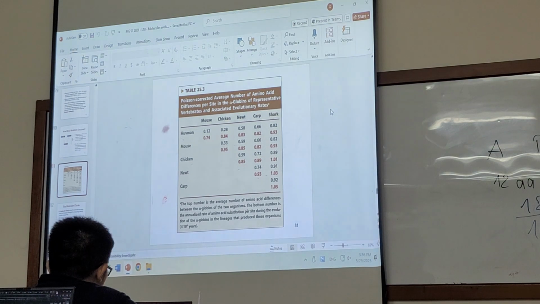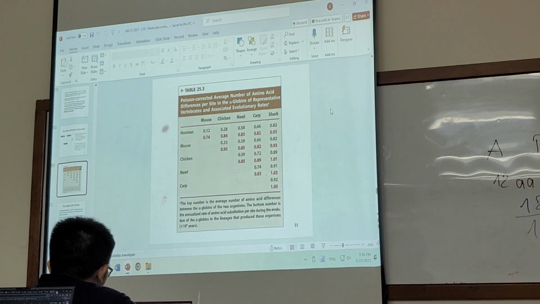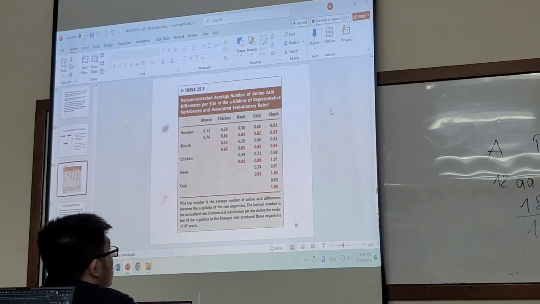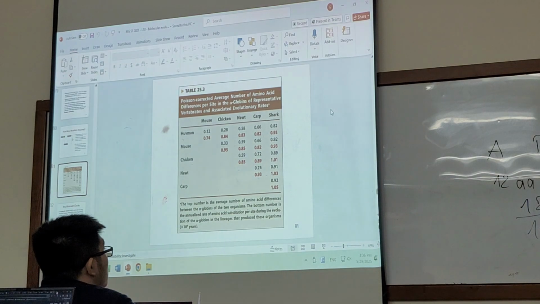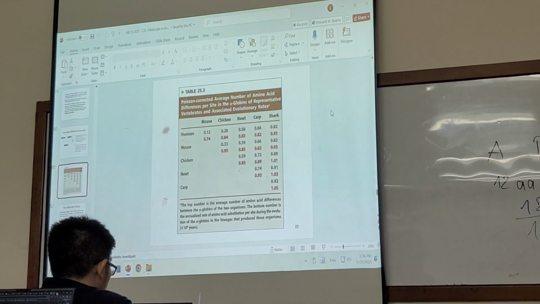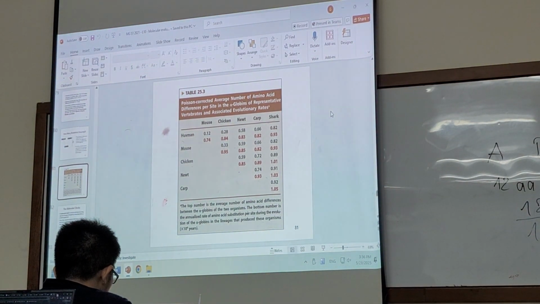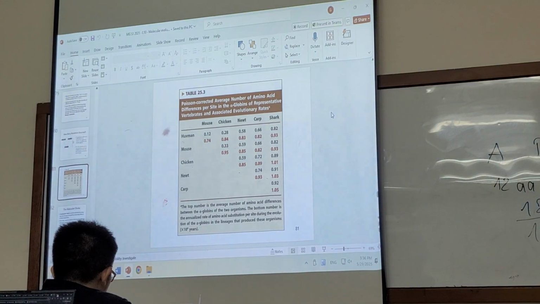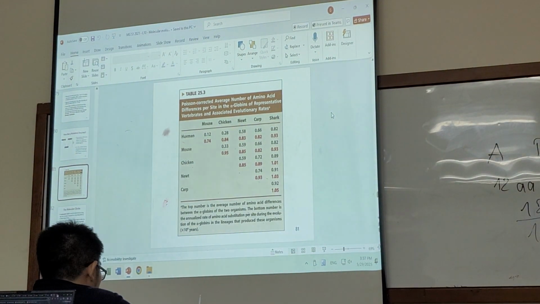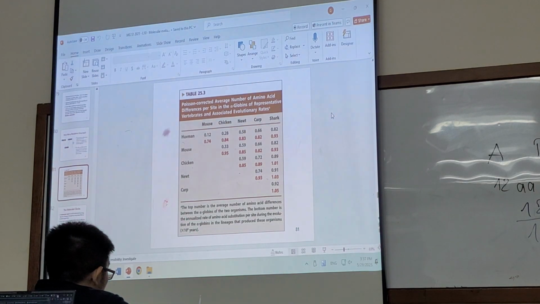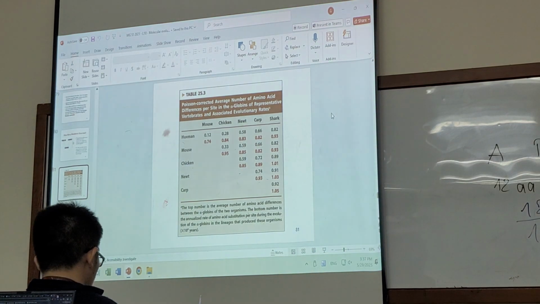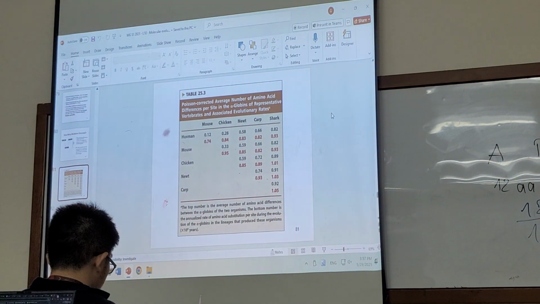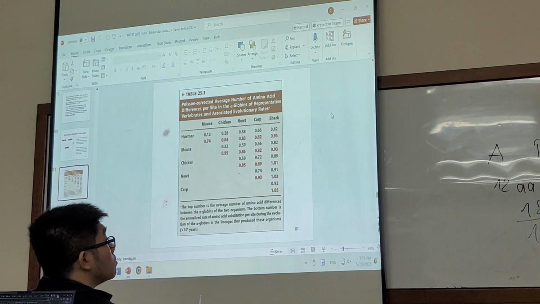Who can calculate? What's the number? Because you have the average number of differences in amino acids, you link it with the time, and the time is 5 million years ago. And when you have the mutation rate for this time, you convert it into billion years. So what's the number?